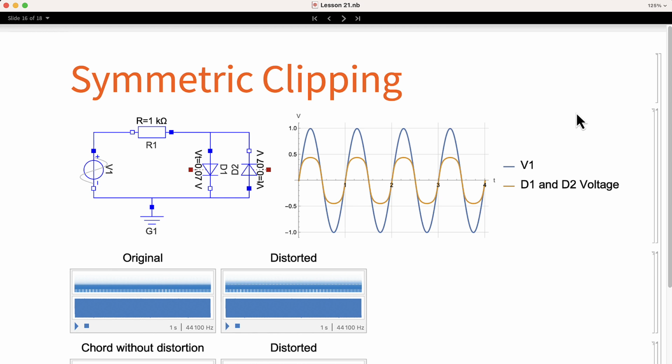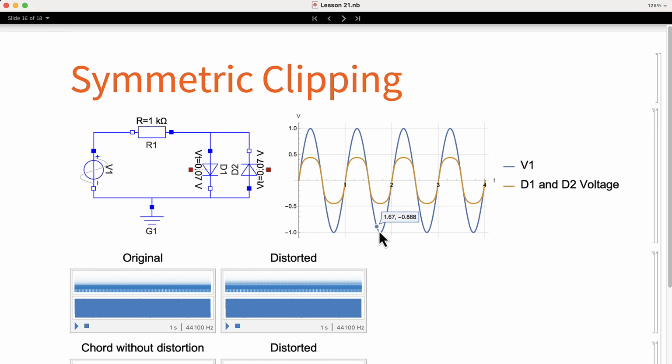What we need is a way of clipping the bottom part of the signal when it is negative. The easiest way of obtaining symmetric clipping is by adding a second diode connected in parallel but pointing in the opposite direction. This is shown in the diagram. When the voltage is positive, the diode pointing down will clip it, and when the input is negative, the diode pointing up will clip the input. This result is shown in the plot here. We can see that the voltage in the diodes clips the input signal symmetrically.